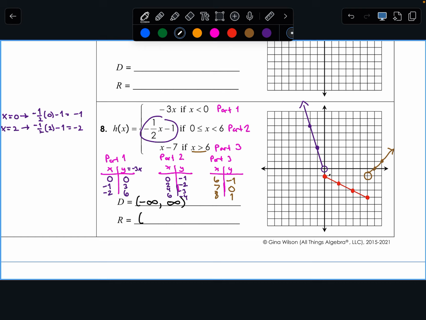And then the range is going to be negative infinity to... no, it's not. The lowest value is what? 1, 2, 3, 4. It's going to be a bracket, -4, comma, and then we have a closed circle here, but an open circle there, so the closed circle wins. Do we have to stop? No, because it's going to keep on going this way. So it's just -4 to infinity, and that's it.